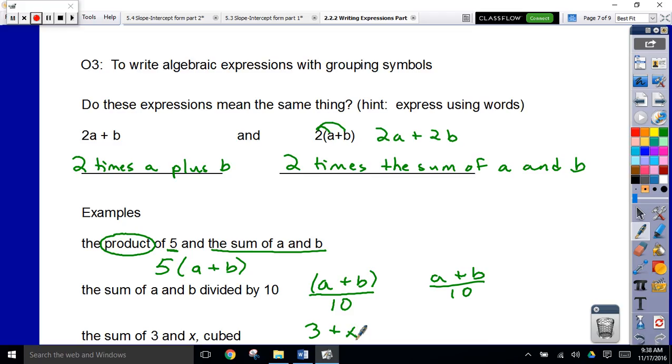So, would you put the cube to the side? I want to cube this whole thing. How can I show that? Oh wait, you put the parentheses on, and you put like a little cube. Yeah, that's it. Very good.